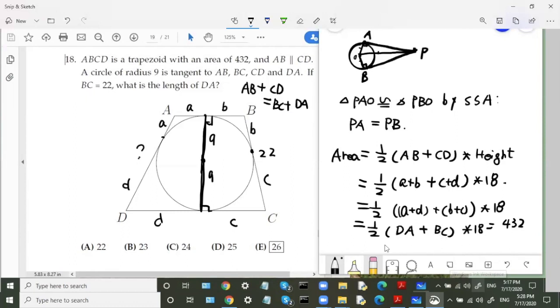So we know BC is 22, so then we just plug it in, and 9 DA plus 22 equals 4, 3, 6. So we divide it by 9, and we get 48. So then DA equals 26. So which is E? Solution is E.